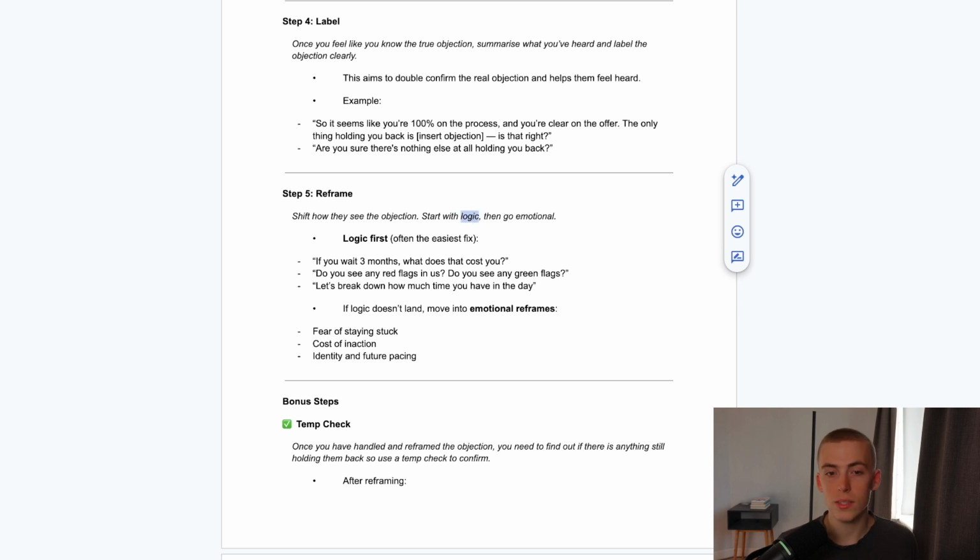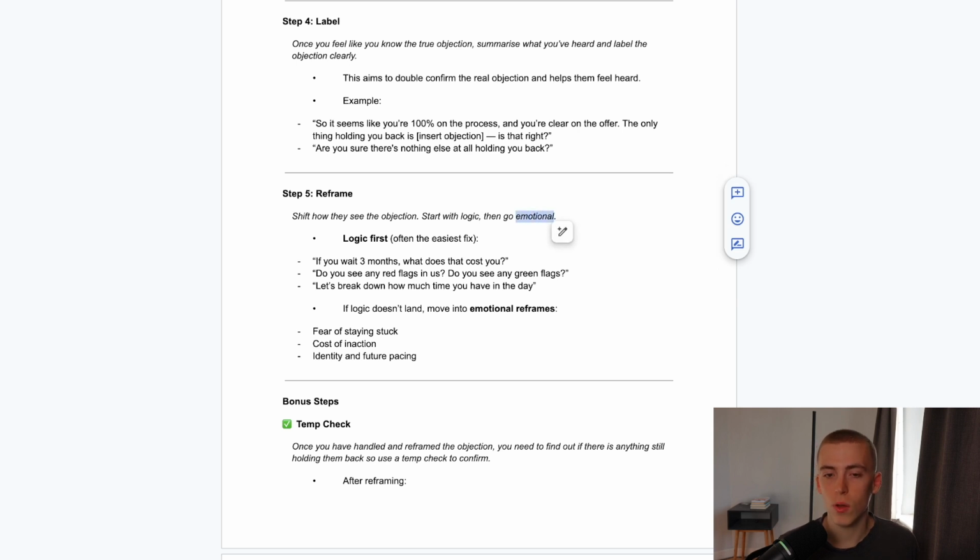For example, let's say someone needs to speak to their partner. You'd essentially ask them if they need their partner's permission, if they always speak to their partner when they're making a decision, if they have shared bank accounts, get the data on it. And if they don't, you want to challenge that. If they don't need permission, then ask them to get rocking and rolling. And if that doesn't work, then you want to go emotional with things.